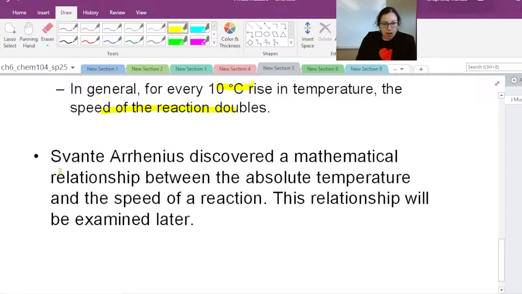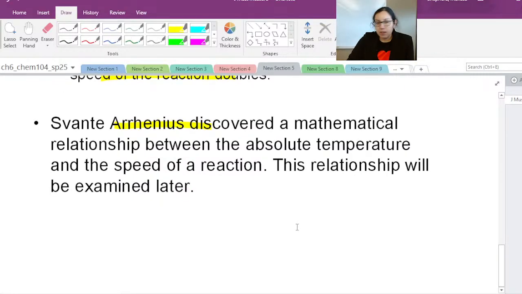And so this Arrhenius relationship, like I said, is probably more for the 200 level course, but this is just to say there is a mathematical relationship. It does exist, but again, it's beyond the scope of this course.